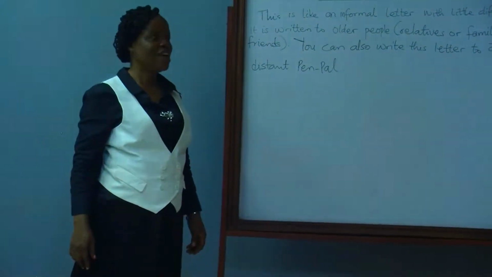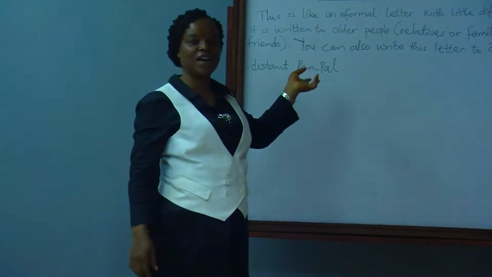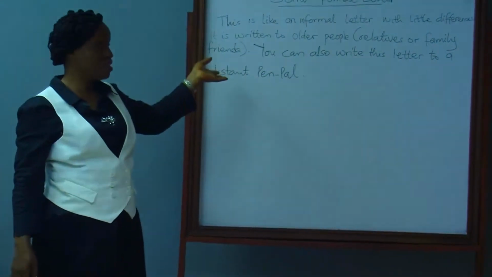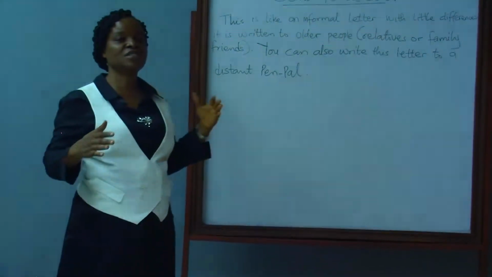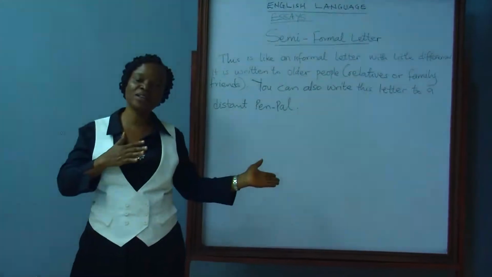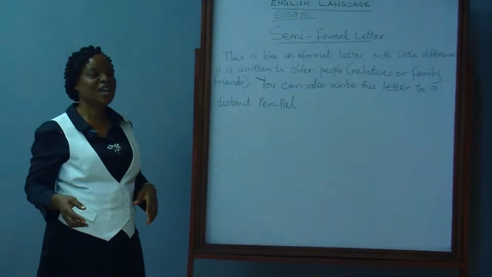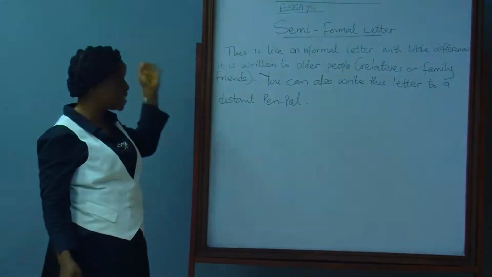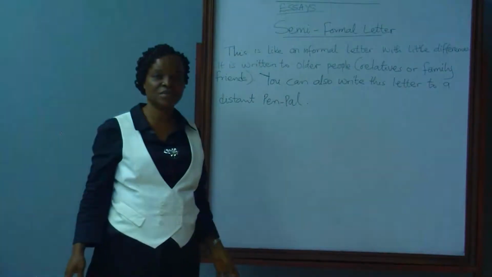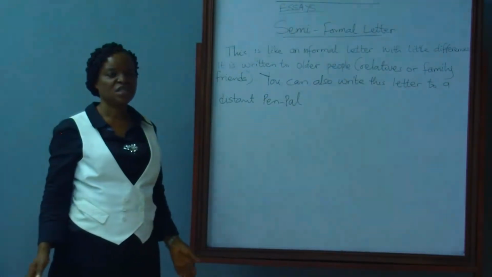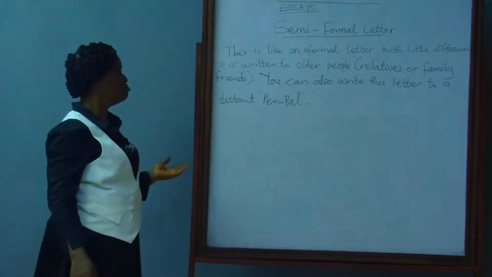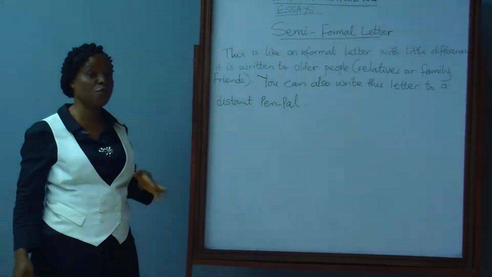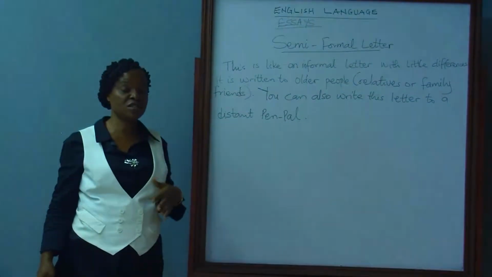All right, the last type of letter that we will just talk about is the semi-formal letter. Now, look at the semi. The word semi there shows that it is maybe like in between the formal and informal letter. Now, it has features just like the informal letter. That's why I said it is like an informal letter, just with little differences. And the people that this is written to, they are different in a way from the people you write informal letter to. That is one of the differences.